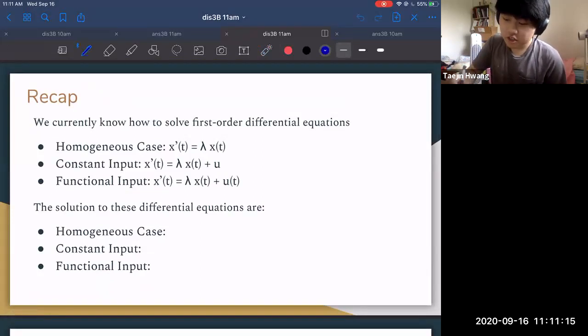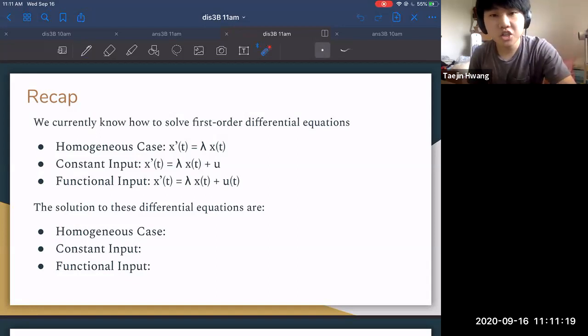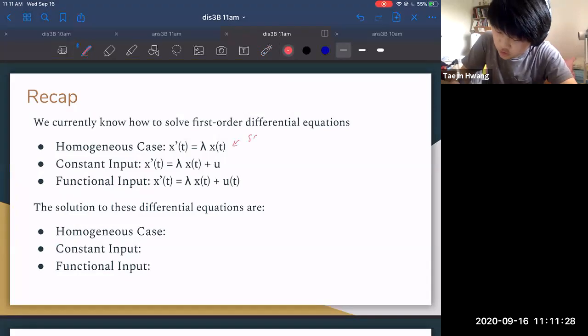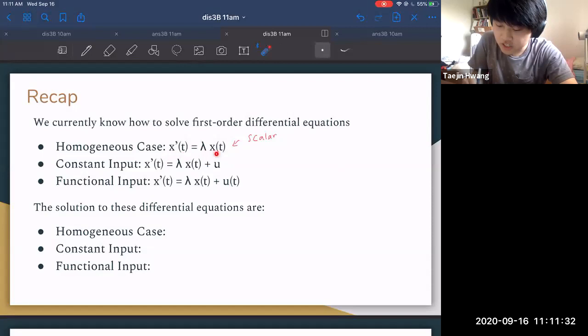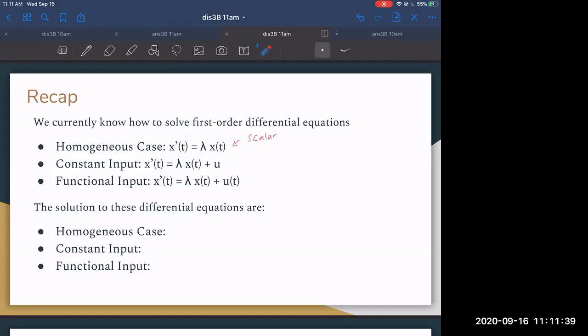In the past, I think the first 2 weeks, we were mainly interested in solving first order differential equations. And really what we were interested in solving were first order scalar differential equations. So anything of the form dx/dt is equal to lambda x, where x and lambda were all scalar functions and values.